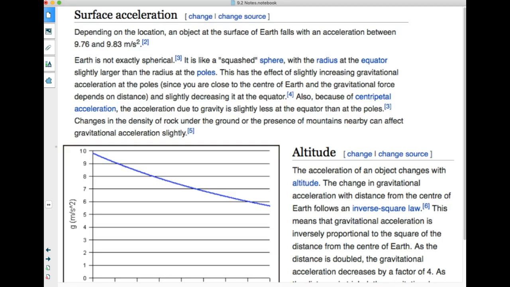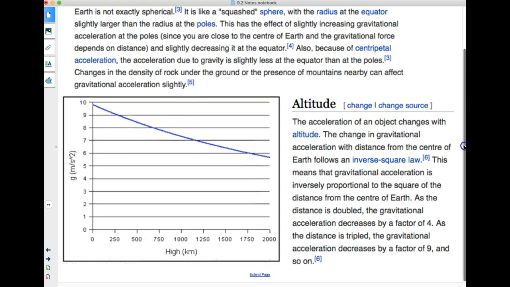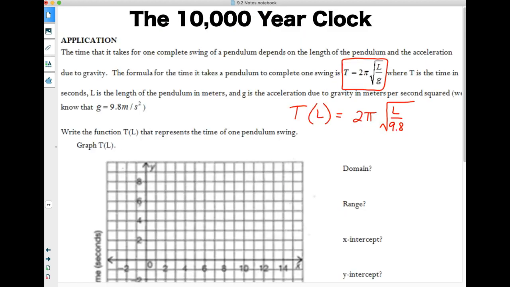Okay, this one right here is just some happy little facts. If you want to pause and read this, it talks about surface acceleration in some word problems here. To be honest with you, a lot of this stuff isn't overly needed for the next problem. They're just really a few fun facts here. I can pause that and finish reading it. And I'm just going to come down here. The 10,000 year clock, we're looking at an application.